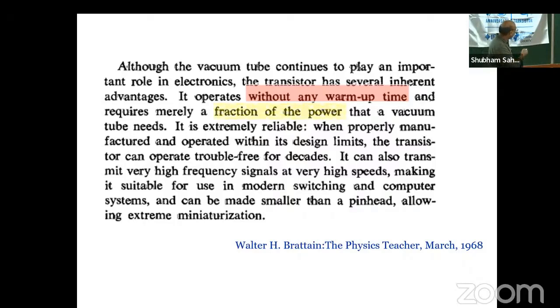Then it uses merely a fraction of power, very low power here. Extremely reliable. And he says here, trouble-free for decades. You could have these devices running without any problem for decades. High frequency, high speed operation. And at that time, he was writing that it can be made smaller than a pinhead, which represents extreme miniaturization. So these are some of the reasons why, as he lists, the transistor was a revolutionary device.